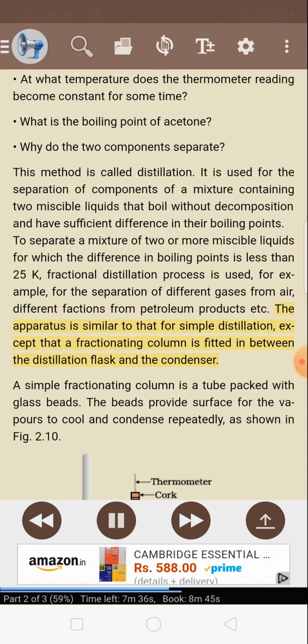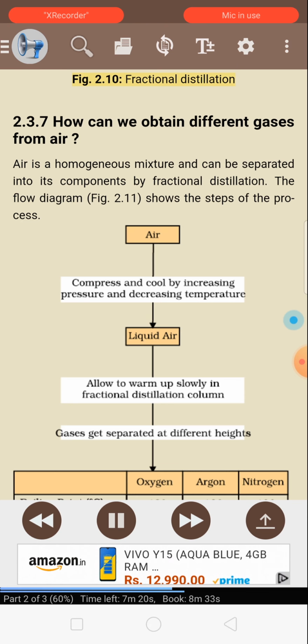The apparatus is similar to that for simple distillation, except that a fractionating column is fitted in between the distillation flask and the condenser. A simple fractionating column is a tube packed with glass beads. The beads provide surface for the vapors to cool and condense repeatedly, as shown in Figure 2.10. Figure 2.10, fractional distillation.